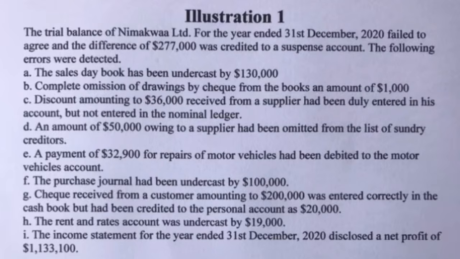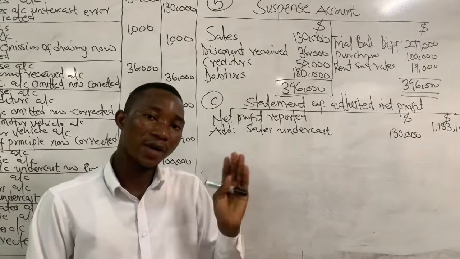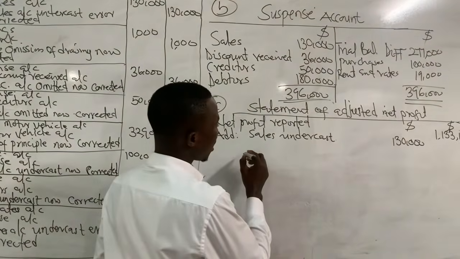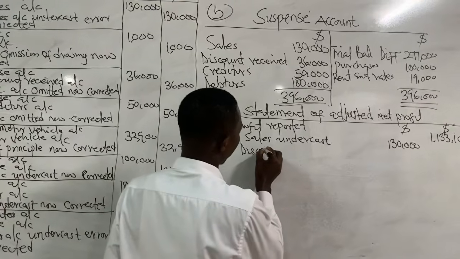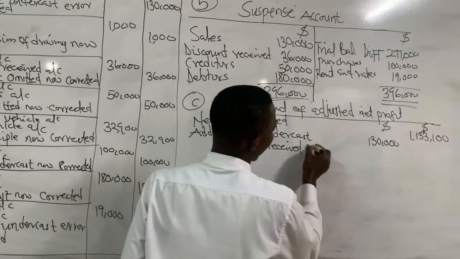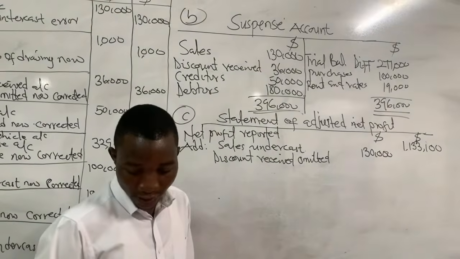And C, a discount amounting to $36,000 received from a supplier had been duly entered in his account, but not entered in the nominal ledger. That is a discount received, not recorded. And the discount received is a revenue. Anytime we omit a revenue account balance, we are reducing our net profit. We have to add it back. Is that okay? So we add discount received, omitted, and the amount involved over here is $36,000.